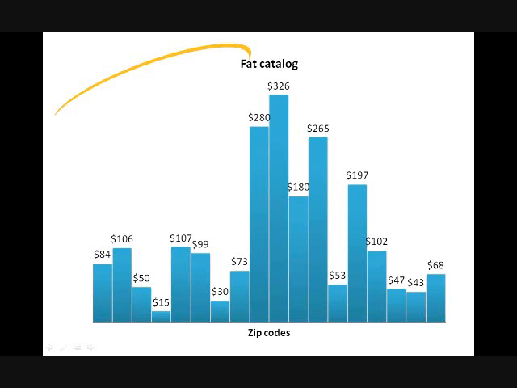Here's an example of the improvement. This is what I'm calling the fat catalog. This was pre-making some adjustments. What you're looking at here is that each bar represents a zip code, and the number on top of the bar represents the amount of money we had to spend to get a new registration.